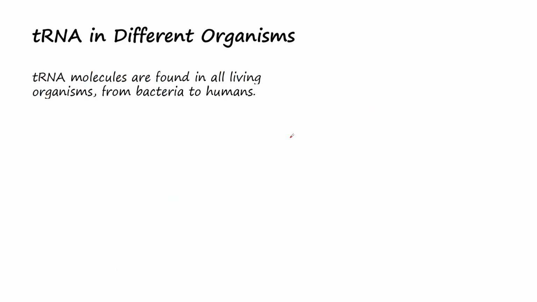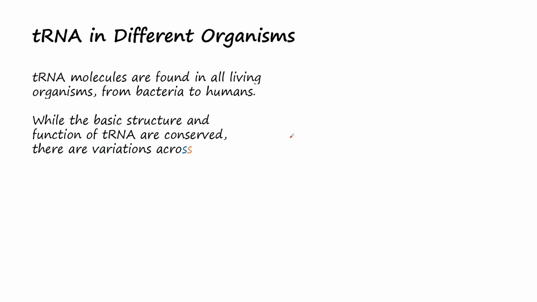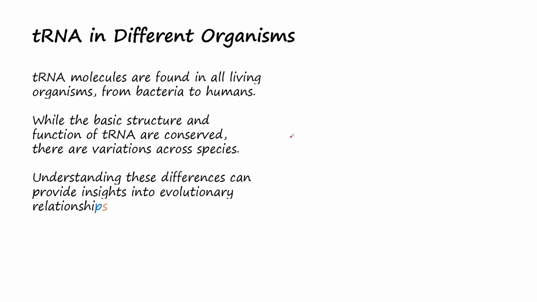So, transfer RNA in different organisms. Transfer RNA molecules are found in all organisms from bacteria to humans, and the basic structure and functions of transfer RNA are conserved. There are variations across species, so some parts of the transfer RNA can vary from one species to another, but the functions and the structure of the transfer RNA are conserved across all organisms. Understanding these differences can provide insight into evolutionary relationships and cellular function.